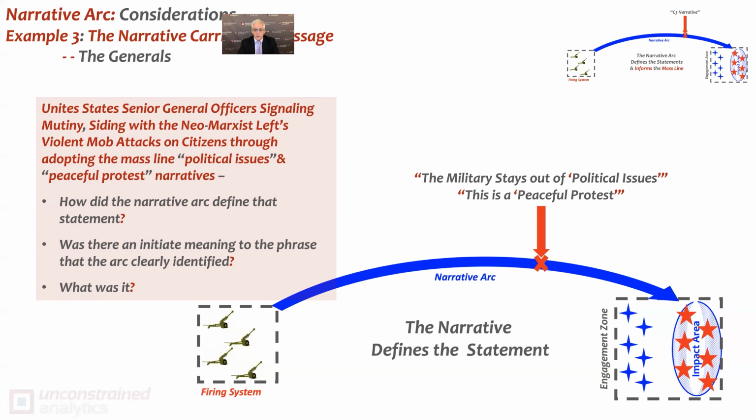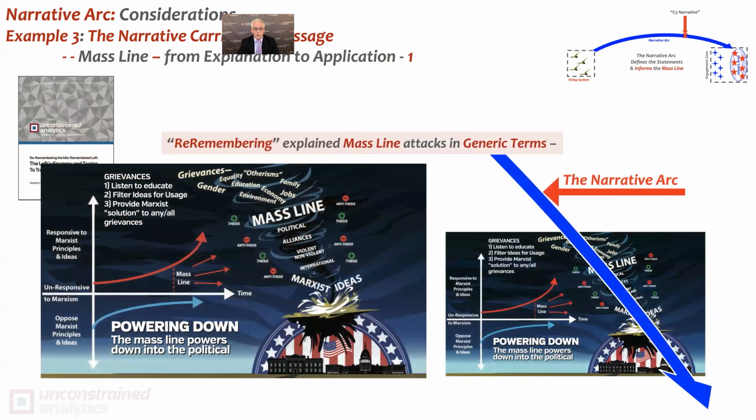So the question is, does the FBI, when they obey these things, do they understand those are narratives that are designed to get them to obey, that are positioned on purpose against the support and defend the Constitution quote? So if you go to Re-Remembering the Misremembered Left, when we put it out, we created a generic mass line graphic. And here it is, the powering down. But all you have to do is put that little blue line there and you could see how the narrative arc drives that mass line attack into the target, America, and crashes through the rule of law.